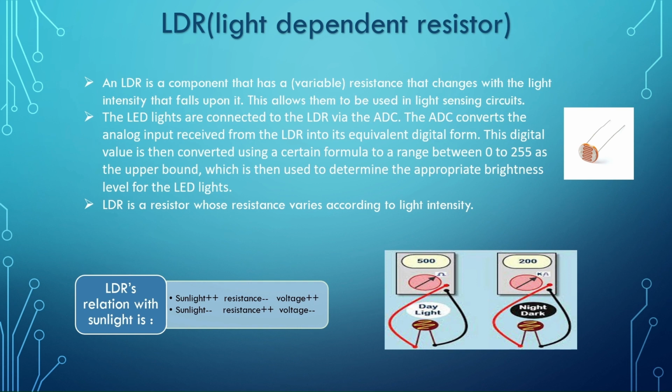LDR is a resistor whose resistance varies according to the light intensity. Here you can see the LDR's relation with the sunlight. If the sunlight is maximum, resistance is minimum, and the voltage is maximum, and the LED will be turned off. If the sunlight is less, resistance is maximum, and the voltage is minimum, and the LED will turn on.